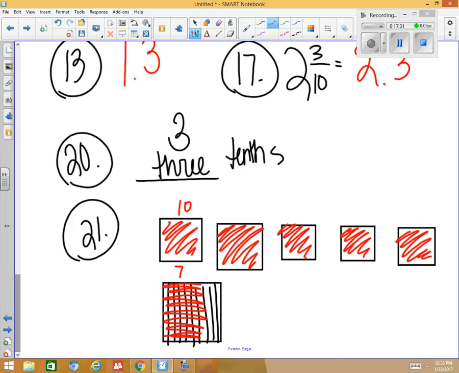How many's in this one? 10. Colored 10 in that box. 10. All the way through, right? And then 7. So it's 7 over 10? No. I want to know how many total tenths. Yes. There's 50, 10, 20, 30, 40, 50. And then 7, 57 tenths altogether. So your blank would say 57. And then it's got tenths behind it.